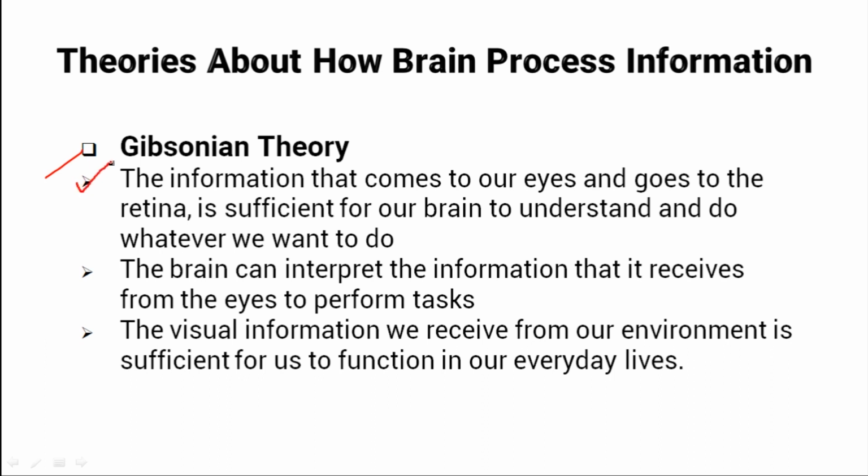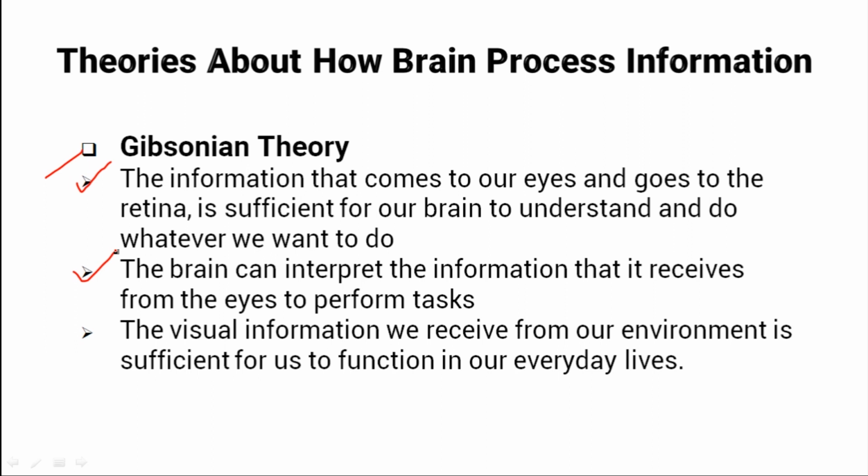Among these 2 groups of theories, one of them is the Gibsonian theory, which says that the information that comes to our eyes and goes to the retina is sufficient for our brain to understand and do whatever we want to do. According to this theory, the 2D image on the retina provides us with enough information to perceive the world around us and achieve our goals. This means that the brain can interpret the information that it receives from the eyes to perform tasks such as reading, driving, or cooking.